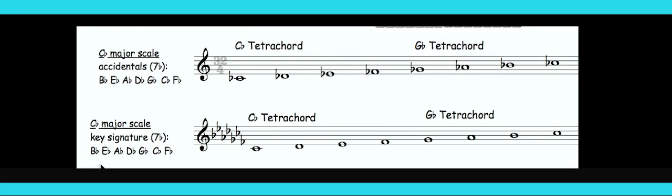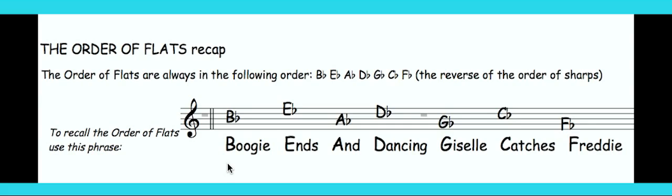And last but not least, we have C flat major scale, and we're now going to count for every single note letter in the order of flats. And our last one that we add is F flat to our order of flats. The order of flats is always in the following order: B, E, A, D, G, C, and F.